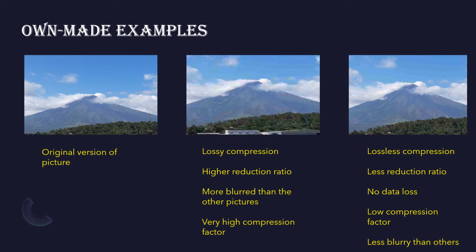What does compression factor mean? Compression factor is the ratio of how much you compress an image. So the bigger the compression, of course, the more it is proportional to how you will be able to perceive the image, whether it's very blurred or not. Now, going to lossless compression, it has less reduction ratio, no data loss, low compression factor, and it's much less blurry than the others.